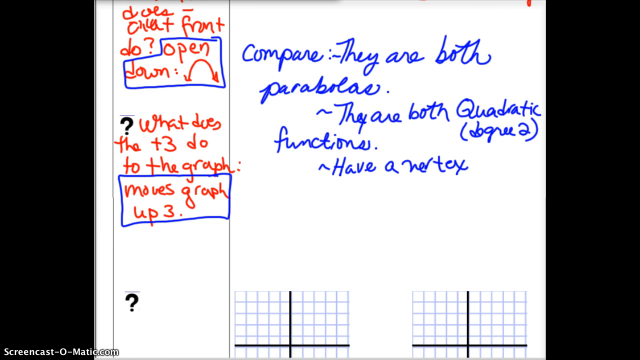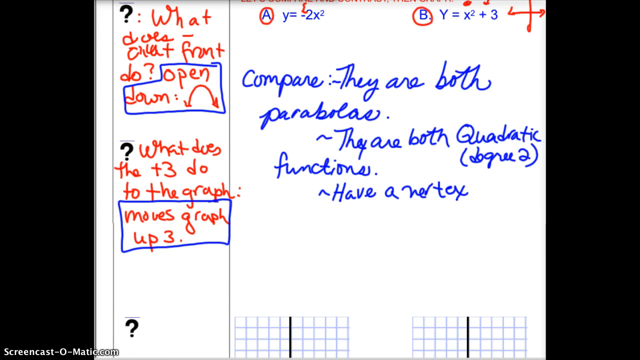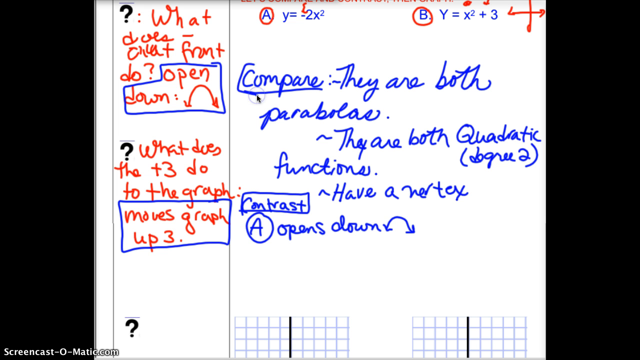More importantly is what's different about them. So before we go graph them, letter A, because of the negative, A opens down. So when I go graph that one's going to make a frown. All right? Whereas B, so here's my comparison. Here, let's write contrast. What's different about them? A opens down because it leads in a negative, whereas B is going to open up because it leads in a positive.